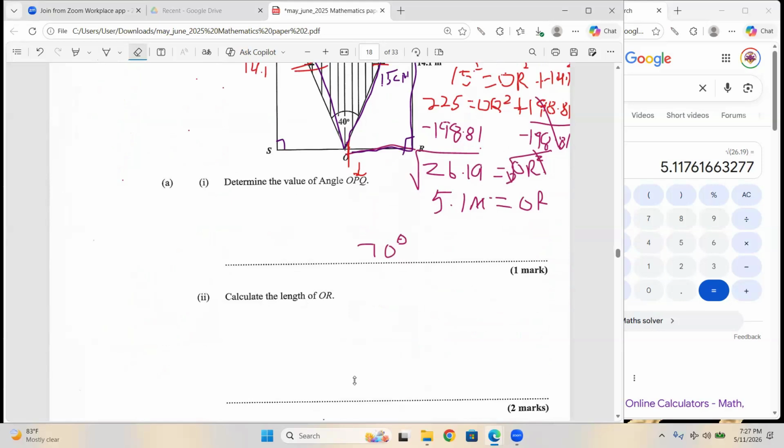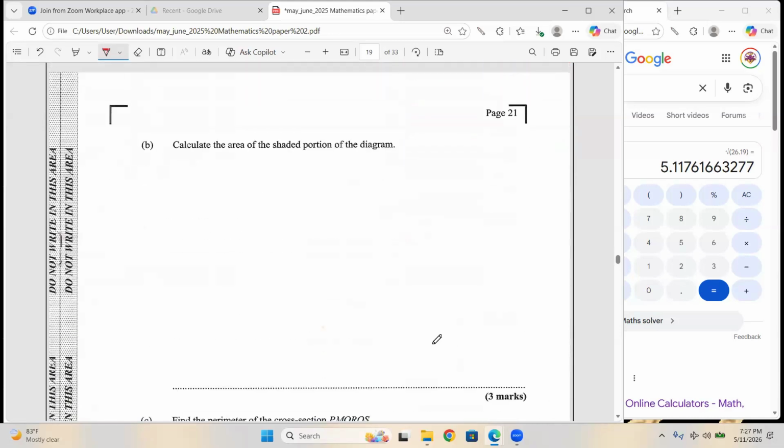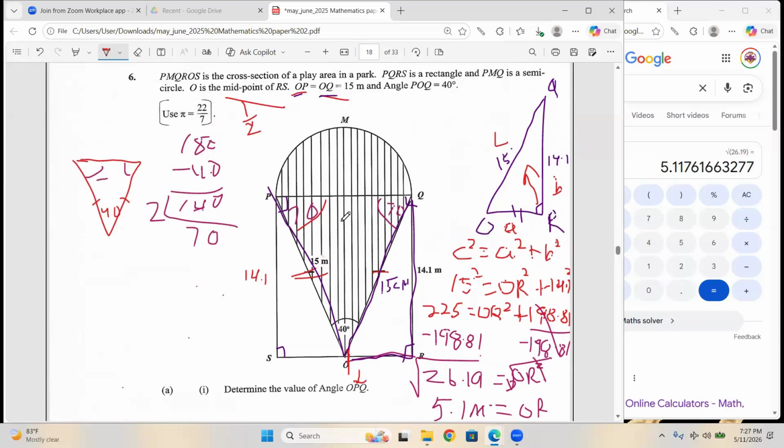So we just found that the length of OR is 5.1 meters, okay? All right, moving on. What else do we need here? So let's calculate the area of the shaded portion of the diagram. Shaded portion. So that's the triangular part and the semicircle. Let me just clear some of these things here because it looks messy. But the triangle.